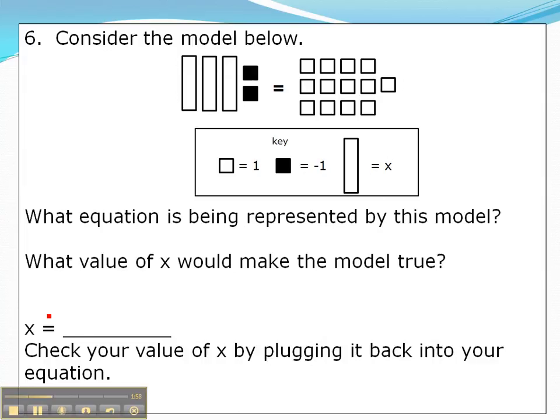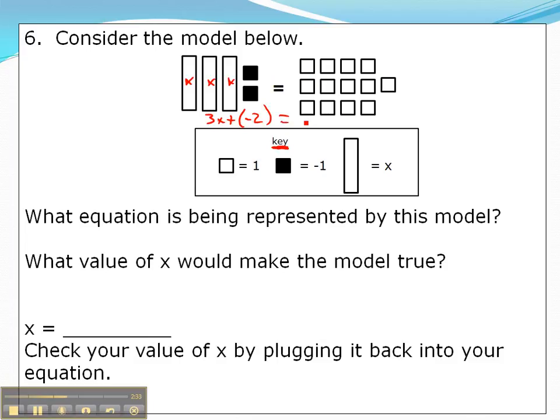Number 6, consider the model below. What equation is being represented by this model? We need to definitely take a close look at this key. The black squares equal -1, the white squares equal +1, and these white rectangles equal x. So we have 3 x's here and 2 black squares, and is like plus. The 2 black squares are representing -1, 2 -1s, so that's -2. So 3x plus -2 equals, these are all white, so these are all positive.